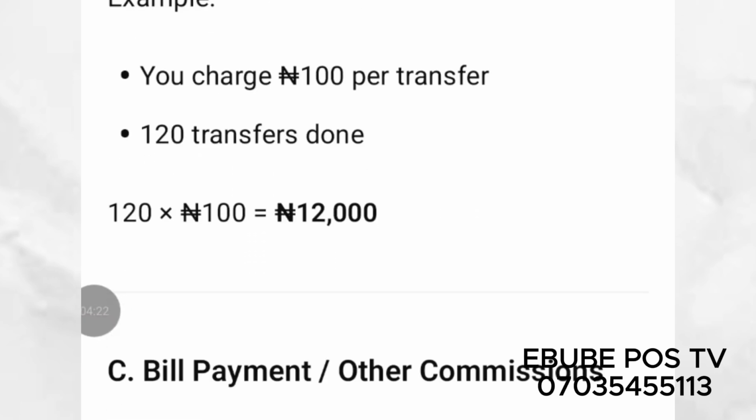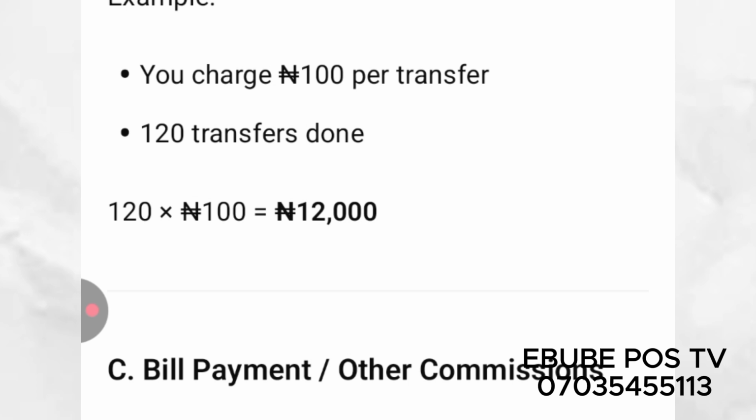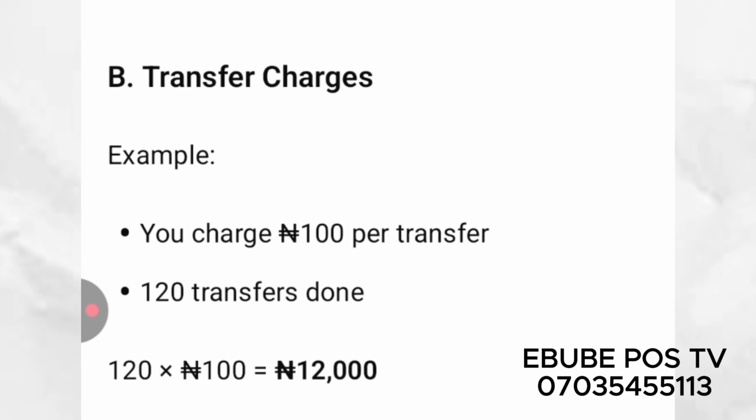Now, transfer charges. Example, you charge 100 naira per transfer, and you do a transaction of 120 transfers. 120 times 100 naira gives 12,000. Now these are income, not your profits yet. So we are having 17,000 naira and 12,000 naira.